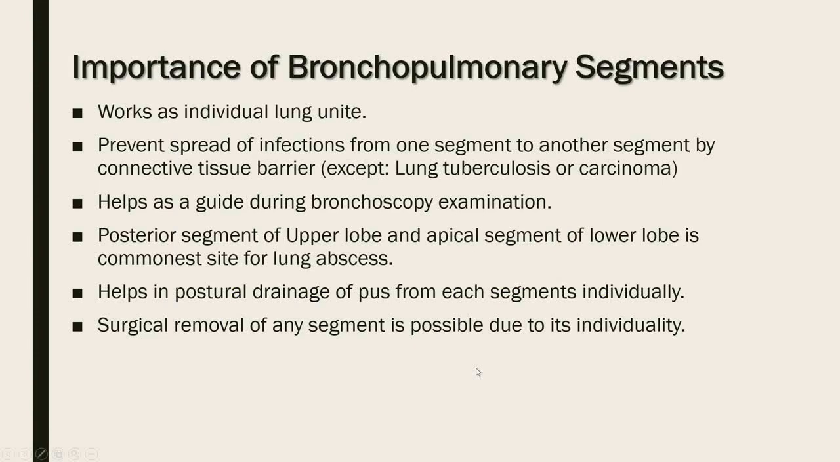Now, what is the importance of the bronchopulmonary segments? It works as an individual lung unit. It prevents spread of infection from one segment to another segment by the connective tissue barrier, except in lung tuberculosis and carcinoma, where this barrier is distorted. It helps as a guideline during the bronchoscopic examination. The posterior segment of the upper lobe and the apical segment of the lower lobe is the commonest site for lung abscess. It helps in postural drainage of pus from each segment individually.